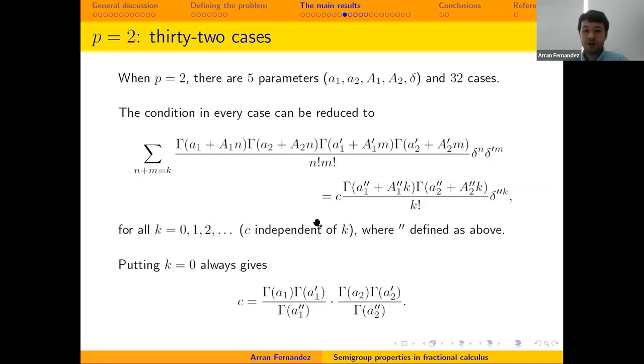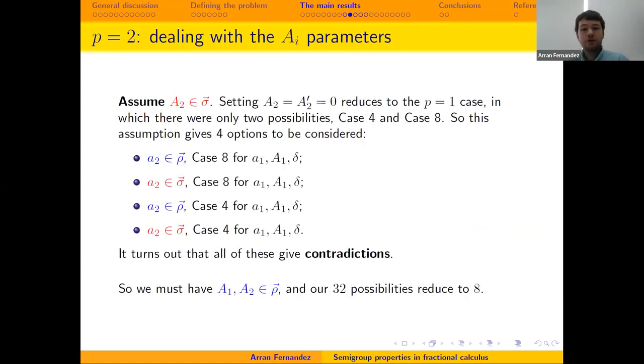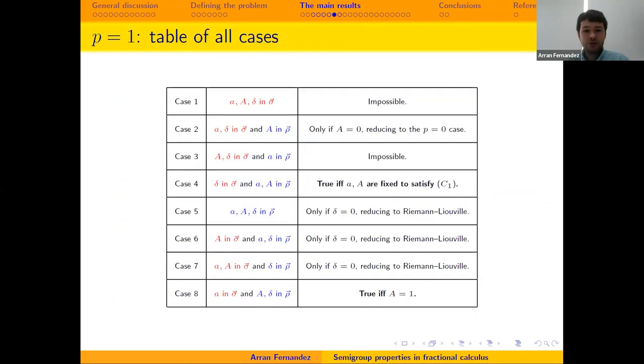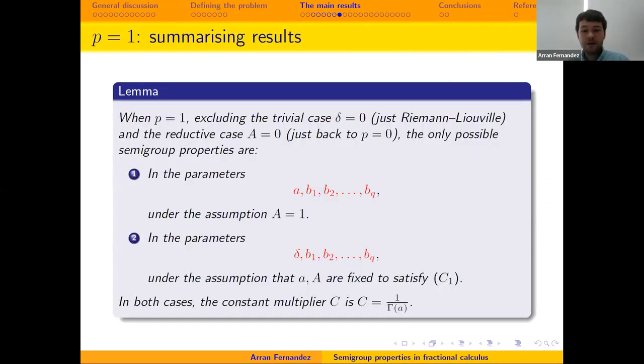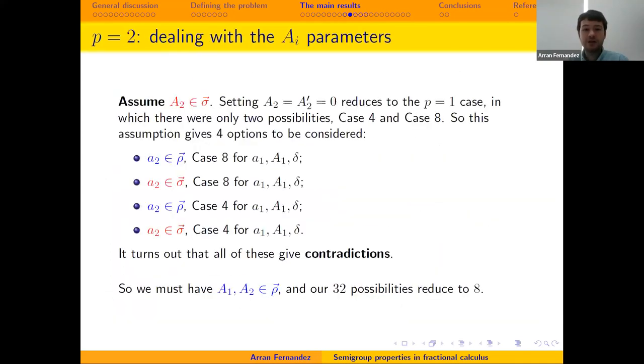When you put k equals 0, you find the value of the constant multiplier c. Again, gamma function for blue, beta function for red, but now it's a product of two. One for little a1, one for little a2. So in the previous case, we saw that big A can never be red. There's no semigroup in big A. I'm going to start here by assuming a semigroup in big A2. Assume big A2 is red and try to reach a contradiction.